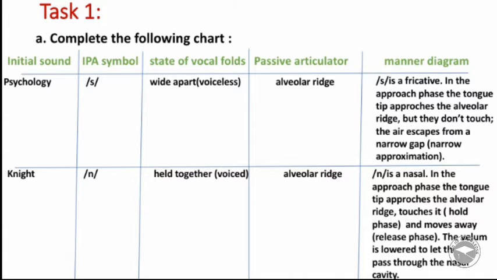S is a fricative, so in the approach phase the tongue tip approaches the alveolar ridge, but they don't touch. The air escapes from a narrow gap, narrow approximation.